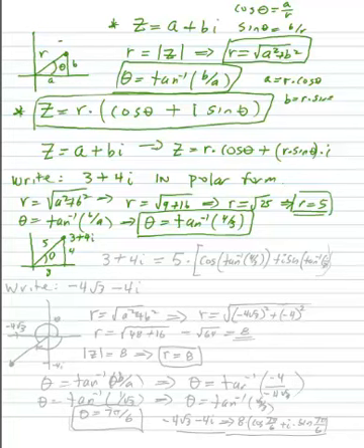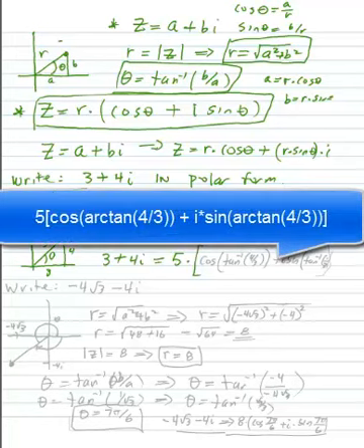So we would say 3 plus 4i is equivalent to 5 times the cosine of the arctangent of 4/3 plus i times the sine of the arctangent of 4/3. And there's our complex number, 3 plus 4i, in polar form.